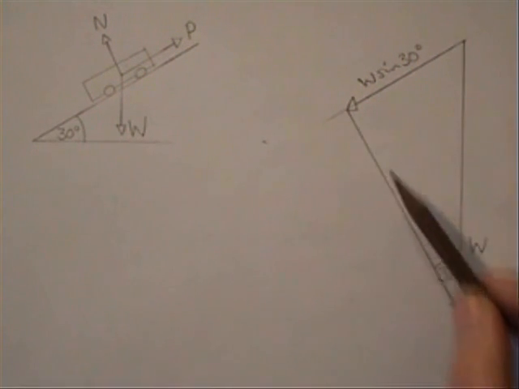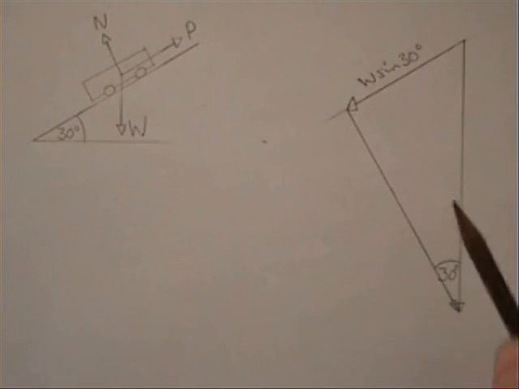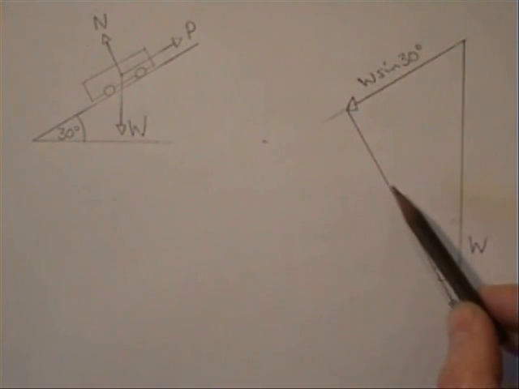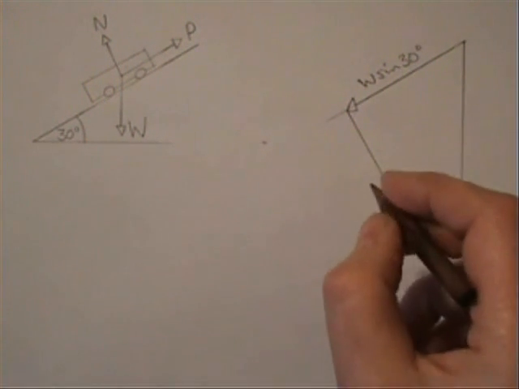And to find the value of our other component, in the triangle this is the adjacent side. Adjacent over hypotenuse is cosine of 30 degrees. So the perpendicular component divided by W is cosine 30, so this component of the force must be W cosine 30 degrees.